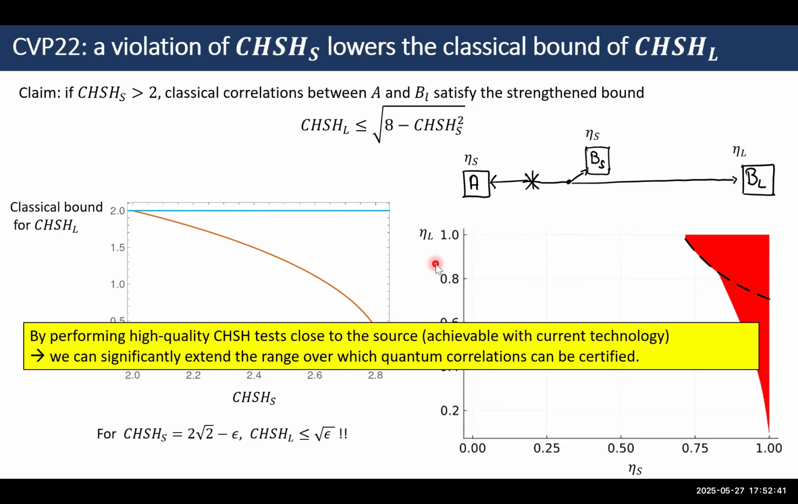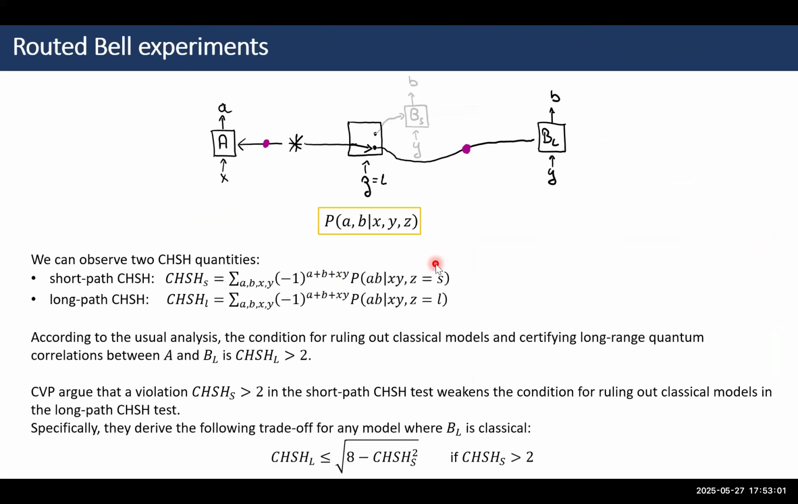Can I ask a question? It might help because I'm not so familiar with the routed scenario. So if you have these two paths, what is the mathematical representation of these two different paths? Is it something like different quantum channels being applied to the system? Is that how I should think about the different routes?